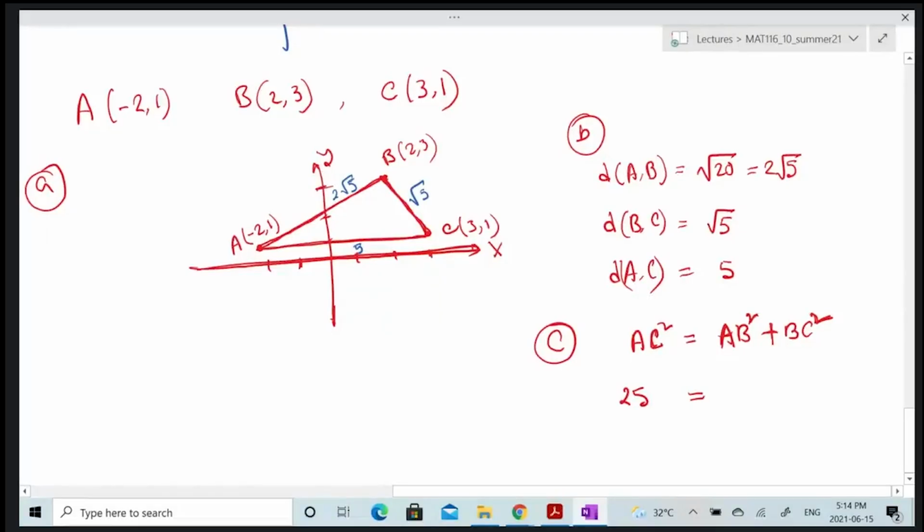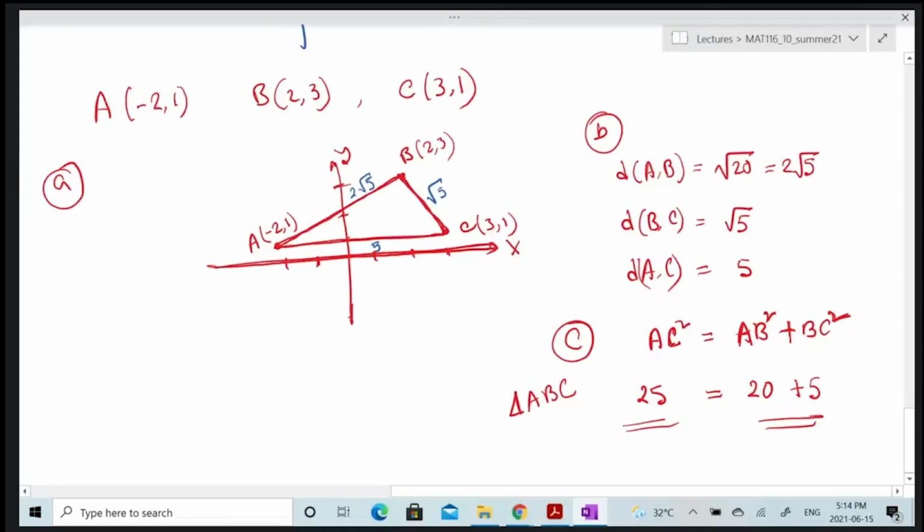Okay. So AC square is 25. AB square is going to be 20, right? And BC square is going to be 5. So you see, left hand side and right hand side are the same. So we can say that ABC is a right angle triangle.